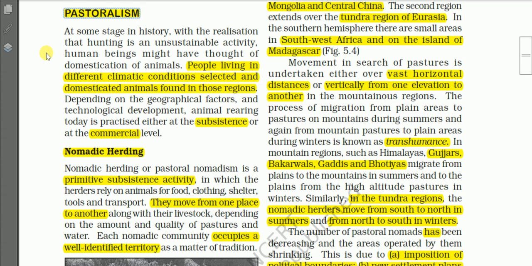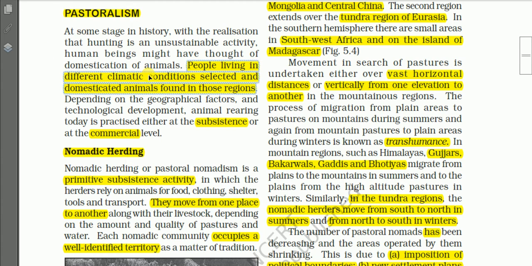See, at some stage in history, with the realization that hunting is an unsustainable activity, human beings might have thought of domestication of animals. Or say we could not rely on hunting only, because this is an uncertain activity. We may go out for hunting and we may not get the animal also. So this is an unsustainable activity. Because of that, human beings might have thought of domestication of animals.